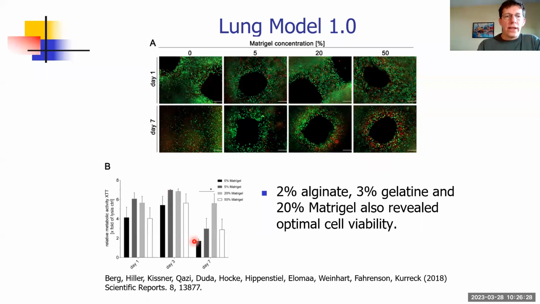And this is also reflected here in the metabolic assay. It's an XTT assay where we measure the metabolic activity of our cells. And let's go to day 7. Here we have, again, the 20% matrigel. We have the highest metabolic activity of the cells.